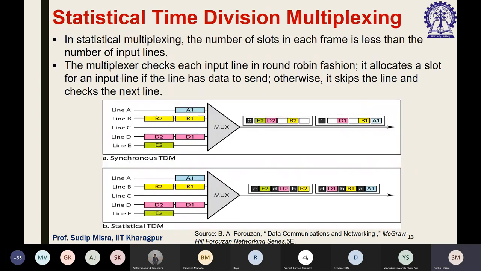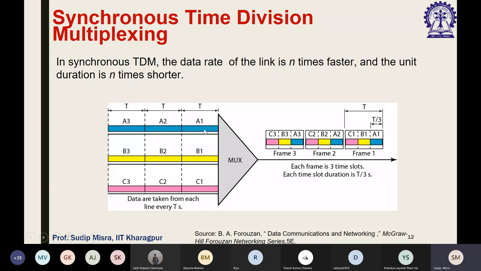Now there is another type of multiplexing which is called statistical time division multiplexing. Now the problem with synchronous time division multiplexing is that if you have empty slots, what is going to happen? So let us say that you have something like this. Here actually you did not have any empty slots. So every slot was occupied by one frame from each of these different lines.